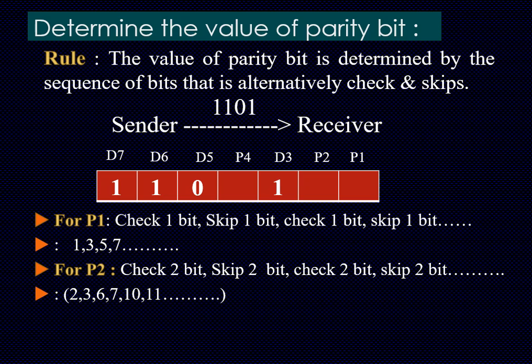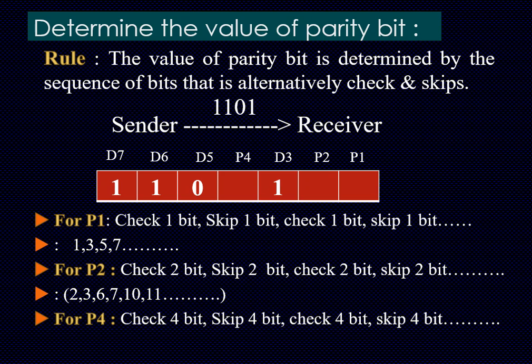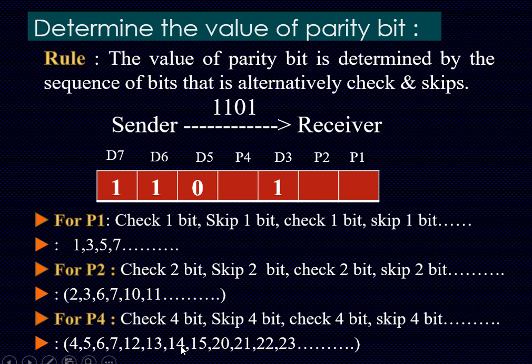Now let us write P4. How do we calculate P4? For P4, check 4 bits and skip 4 bits, because this is P4. Again check 4 bits and skip 4 bits, and continue like that. Start with 4, which is P4: bits 4, 5, 6, 7 are checked. Then we skip 4 bits, that is 8, 9, 10, 11. Those bits we have to skip.